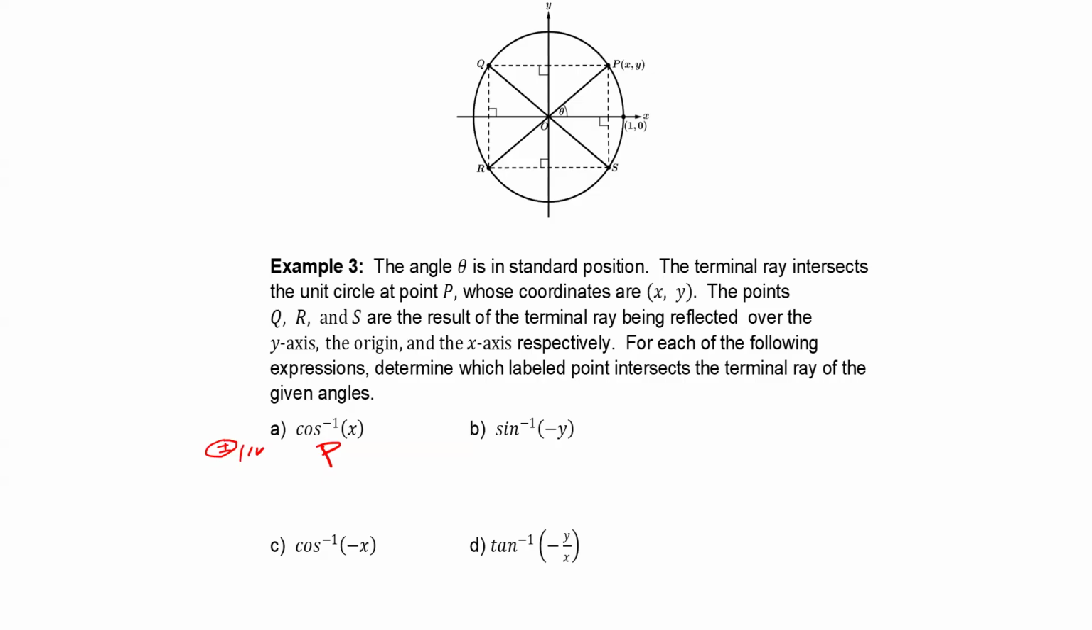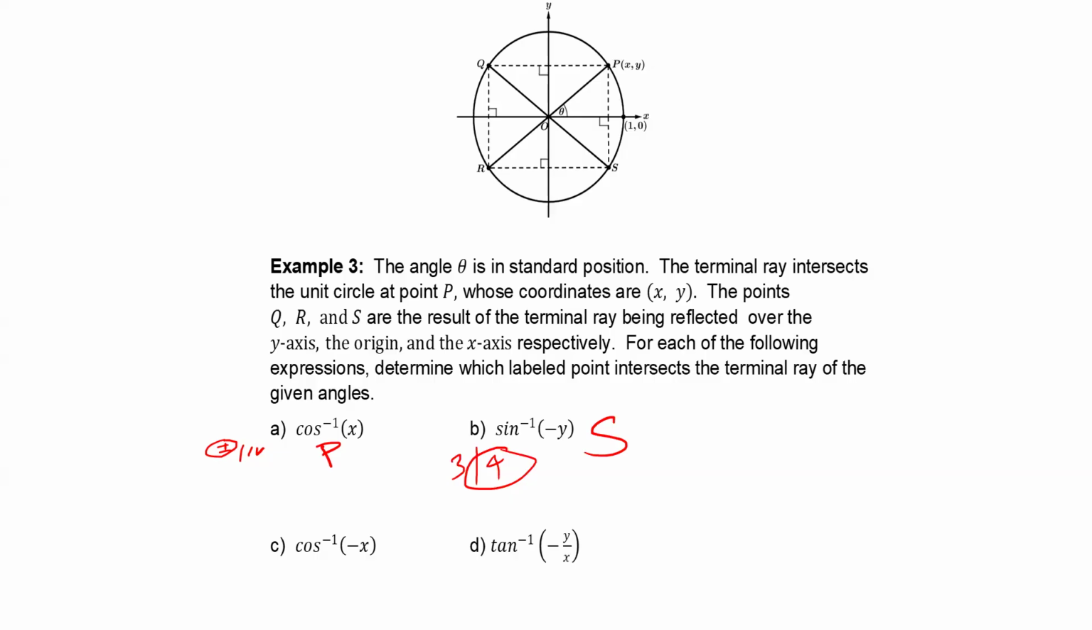All right, so let's talk about how we did on B. So on B, we have sine inverse. So we have arc sine of negative y. What quadrants would produce a negative y coordinate? 3 and 4 would produce a negative y. Out of those options, which one can have an arc sine in it? 4. So therefore it would be what point? Point S. You're geniuses. Okay.